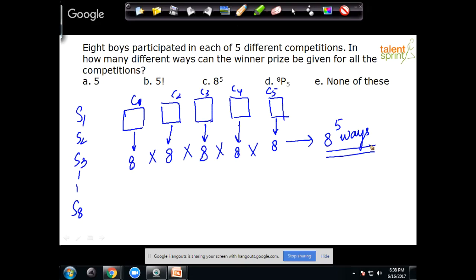Is it clear? Is it clear, Venkatesh, Samuel, Techwines, Rohit? 8 to the power 5. Correct. Clear? Okay.